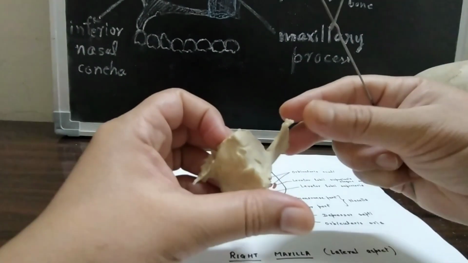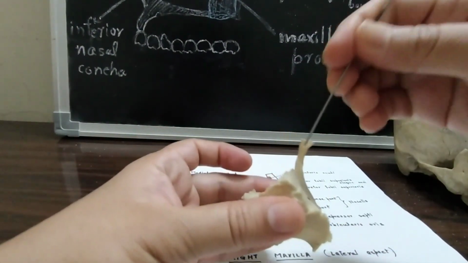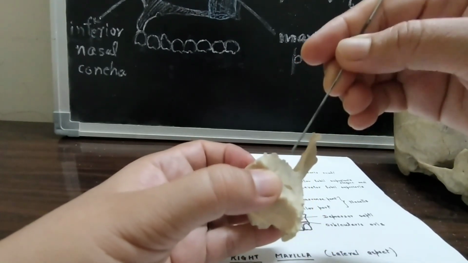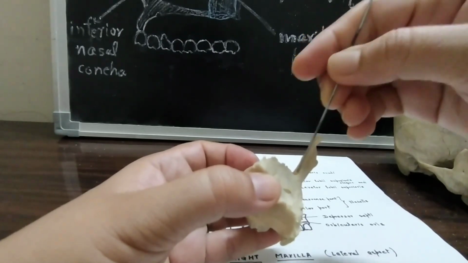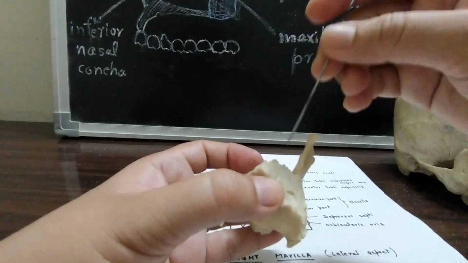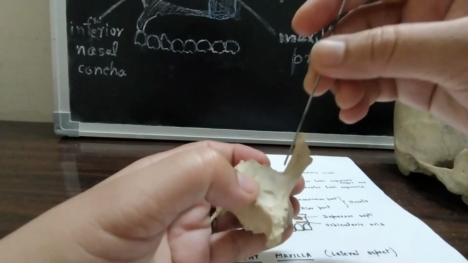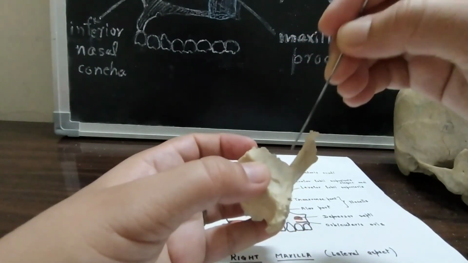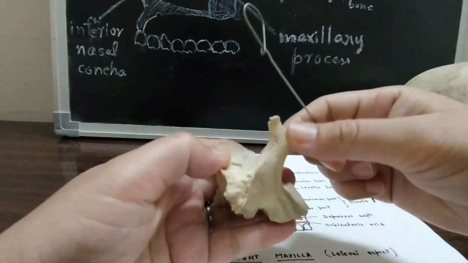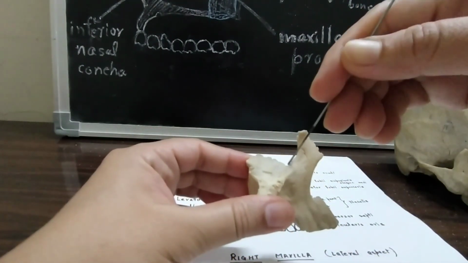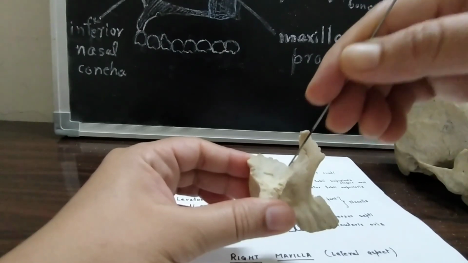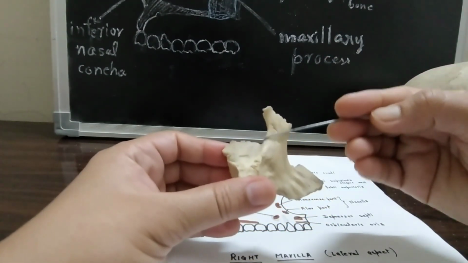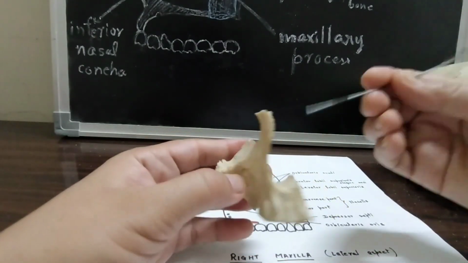Posteriorly, a groove is present which is completed by another groove present on the lacrimal bone, and it forms a groove that lodges the lacrimal sac. It forms the lacrimal fossa that lodges the lacrimal sac. So here a notch is present which is directed into the lacrimal sac. So this was about the lateral surface of this frontal process.